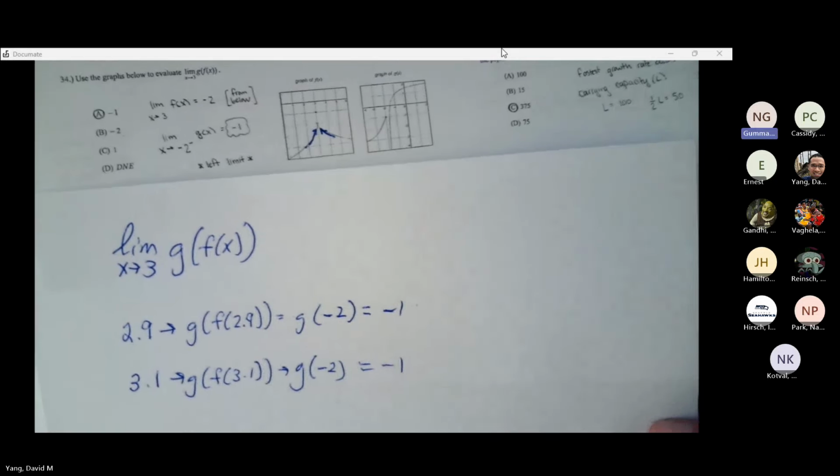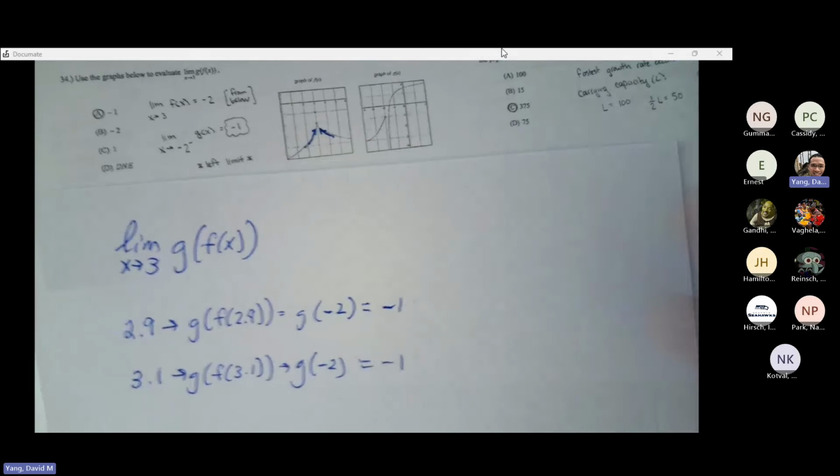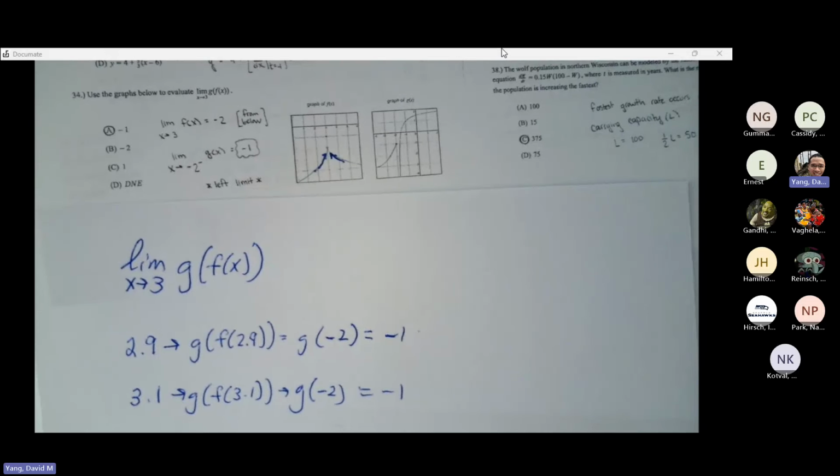So I just have to test both sides. Yeah, test both sides. So I think anytime you have a weird limit problem, they're trying to get you to test from both sides and see where the approach is rather than the actual value at that point.